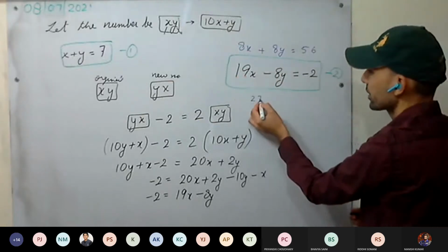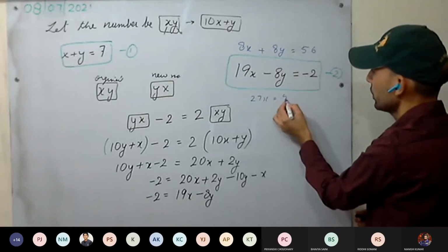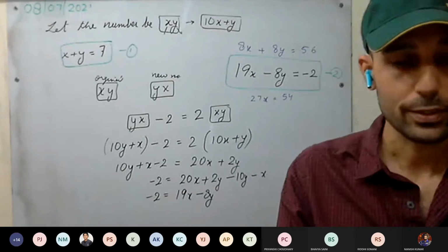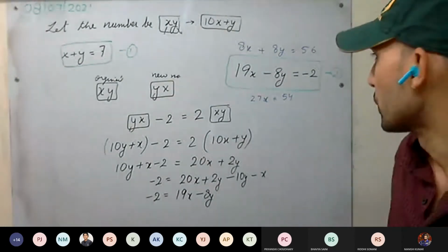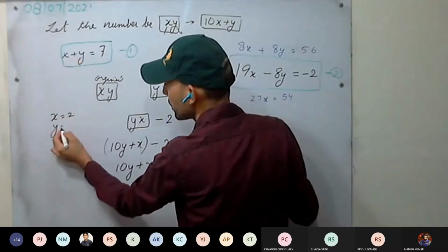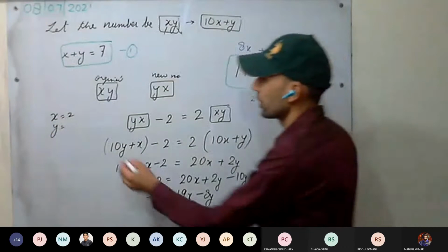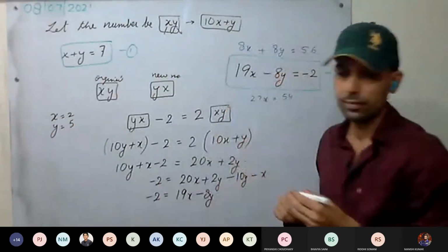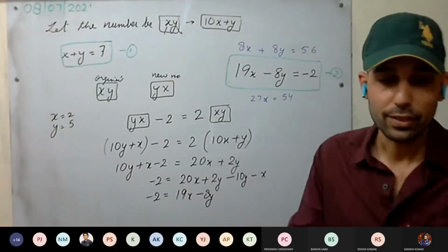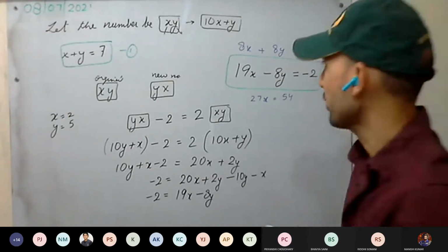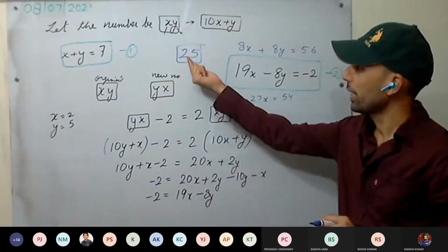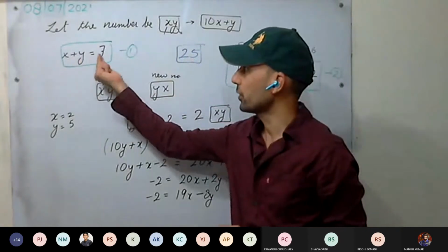So it will be 27x equal to 56 minus 2, 54. You got the x. X equal to how much did you get? 2. X you are getting 2. If x is 2, y will be how much? 5. So what is the number? 25. 25 is the number you all have got. Now see here, the sum of the digits: 2 plus 5, 7.